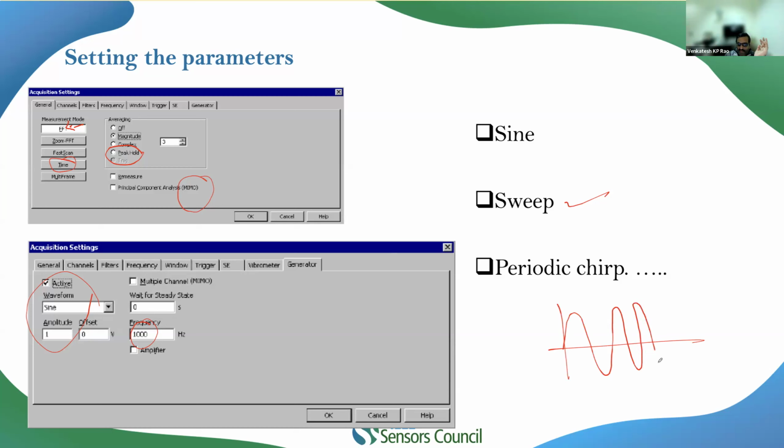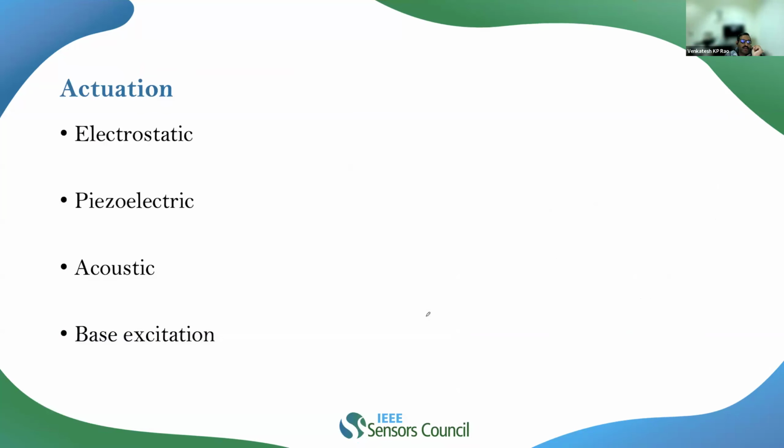If I draw the same thing in the time domain, it would come out like this, whereas in the frequency domain, it would come out something like this, right? So it will have the same amplitude, but different frequencies, right? So what are the different actuation techniques that we can afford to have?